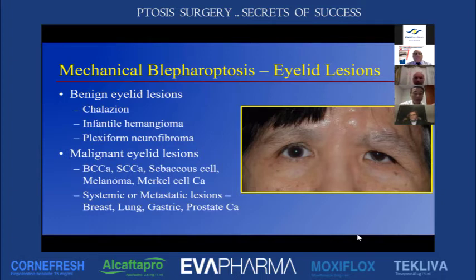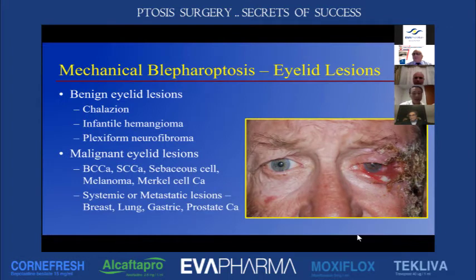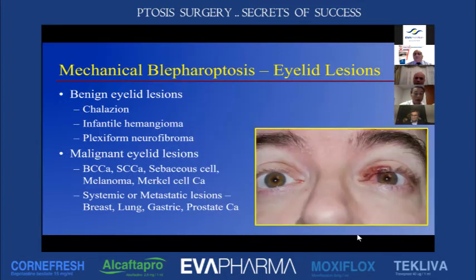Then going into malignant eyelid lesions, it doesn't even have to be as severe as this, but any type of lesion, but a basal cell is the most common eyelid malignancy. And here we have a patient who has a severely neglected basal cell that's resulting in a mechanical ptosis. Other types of eyelid malignancies and also systemic or metastatic lesions can also result in a mechanical ptosis if it's involving the eyelid. Here, this is just a patient who has a sebaceous cell carcinoma that really does not look very obviously large, but is involving the eyelid enough where it's causing a mechanical ptosis.